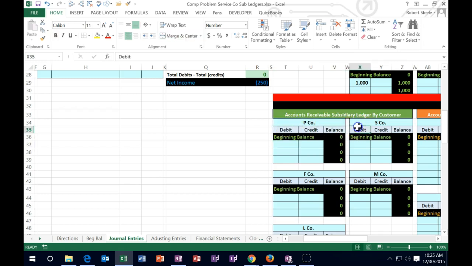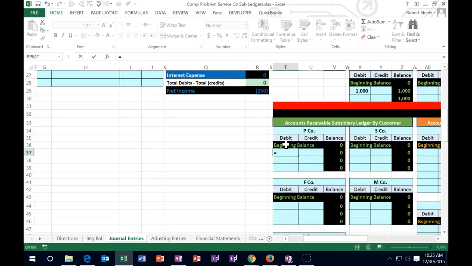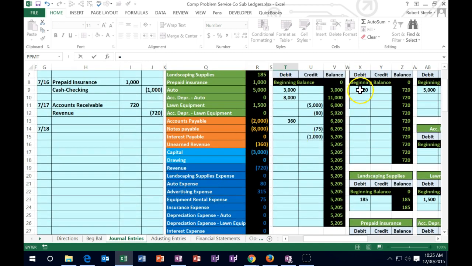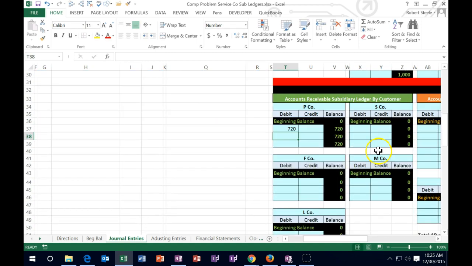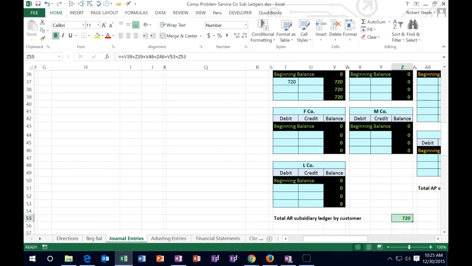Have it by client or customer. So in T37, I'm going to say this equals and point to that 720. And now that's our only person that owes us money. So all of our customers, of course, then add up to 720. So if I double click on that, I can see there they are.